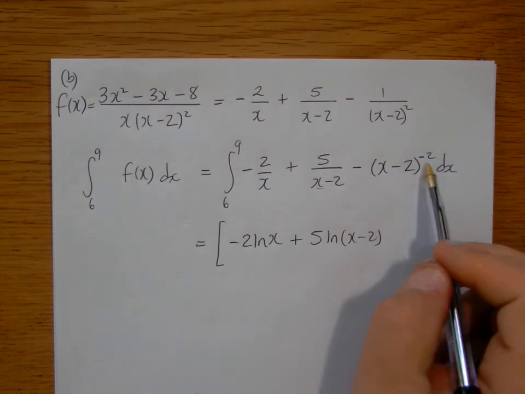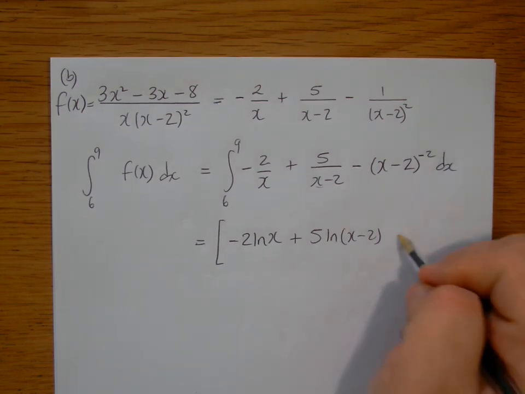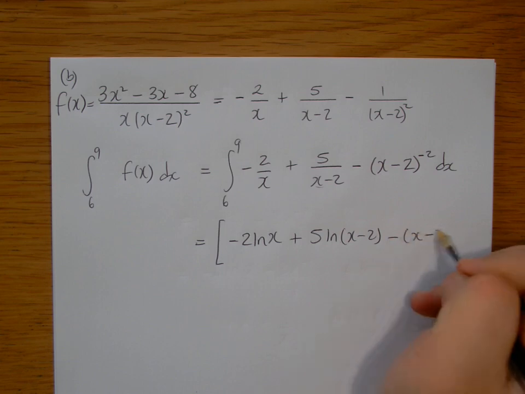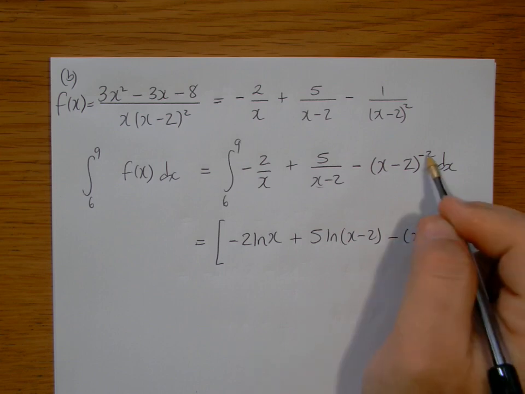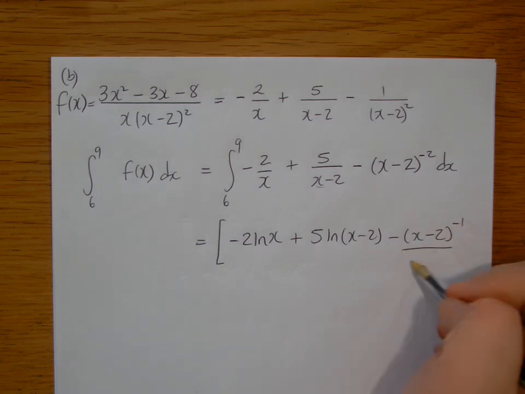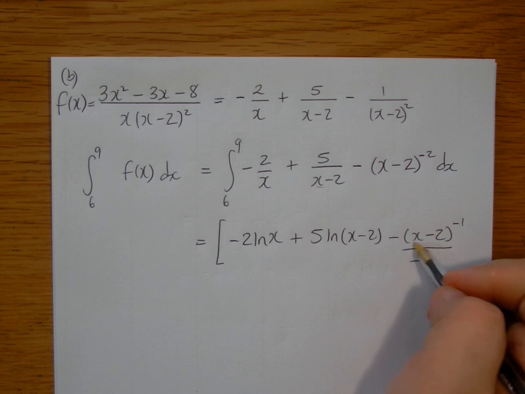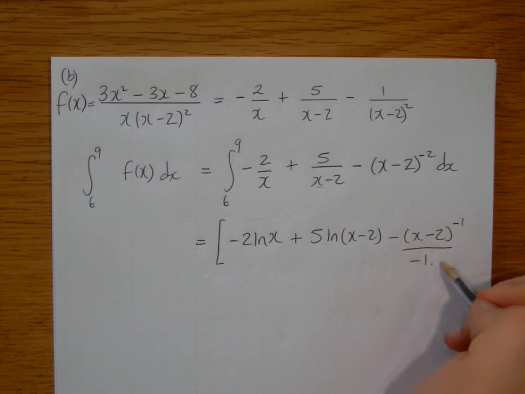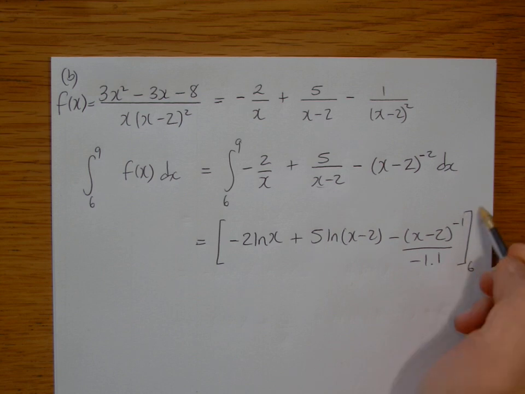Then in this one, because the power there is minus 2, you add 1 to the power, so add 1 to minus 2 and you get minus 1. Divide by that new power and times by the derivative in here. If you differentiate x there, you just get 1, don't you? And then close the square bracket with the limits there.